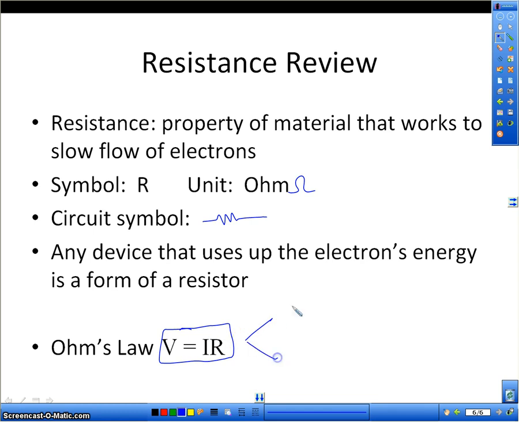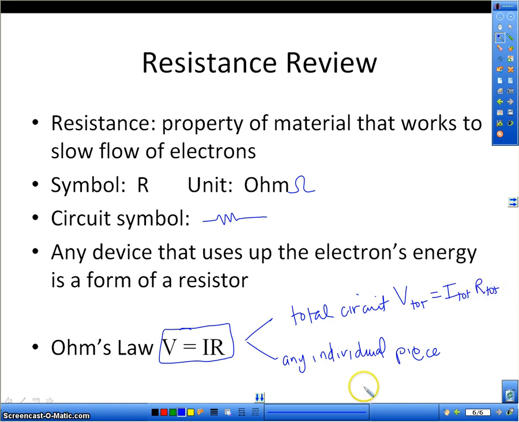You can use Ohm's law for the total circuit, for overall voltage, overall current, overall resistance, or you can use it for any individual piece of the circuit. So any individual resistance with its individual current and its individual voltage. So if you remember from last year, when we were using totals, we did V tot is I tot R tot, when we were dealing with the total circuit. And when we were doing individuals, we did V_i is I_i R_i, when we were dealing with individual pieces.